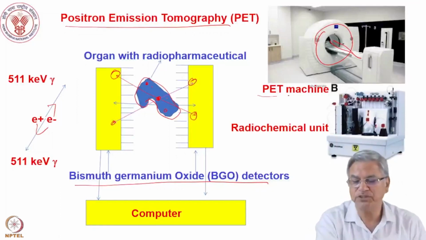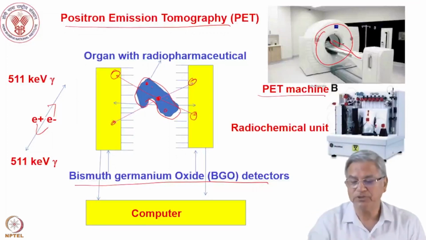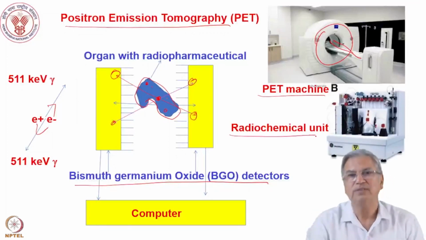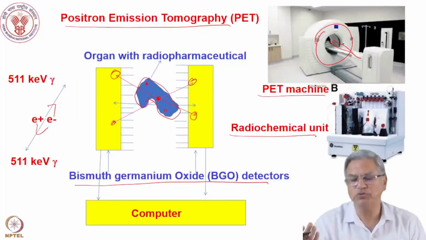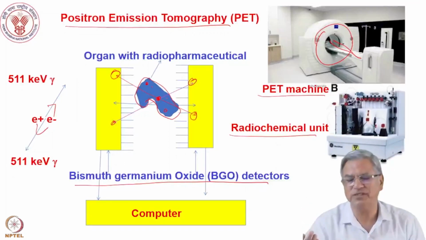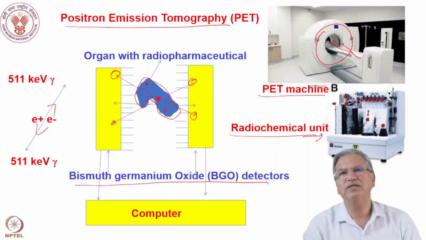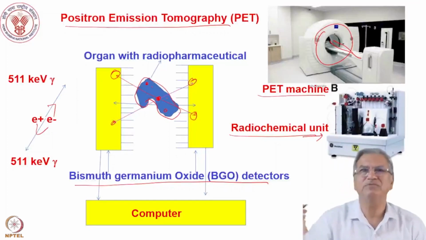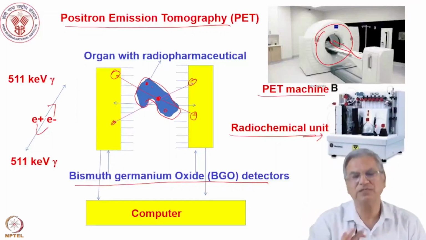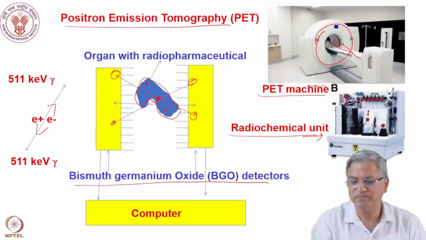A PET machine is a very compact machine, and in the cyclotron, once you produce the positron emitter, you have to have very fast chemistry. There is a radiochemical unit which will separate the radiochemical, and then you can label it and transport it to the hospital. So this is the general principle of the PET machine.